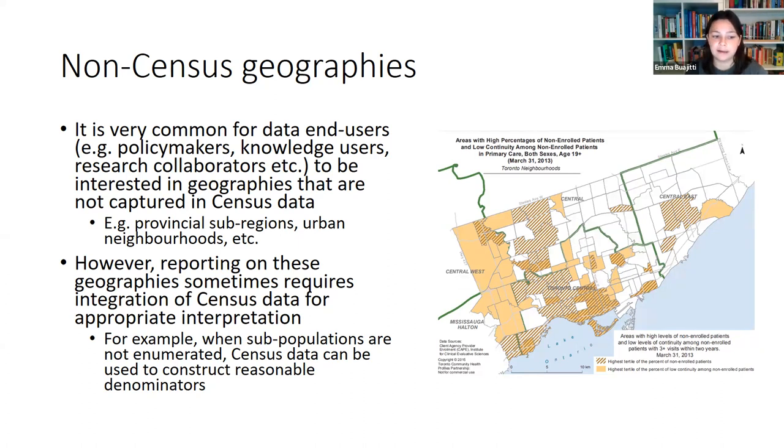The second point on the slide is that reporting on non-census geographies sometimes does require integration of census data. So we still need to understand census data at that scale. This comes up quite a lot when subpopulations are not enumerated. We don't necessarily have a population denominator for a given provincial subregion because no survey goes out and counts those people using that geographic definition. So we need to integrate census data in order to construct a meaningful population denominator. That's just one use case, but there are many cases where it's useful to be able to represent census data at a non-census geographic level.